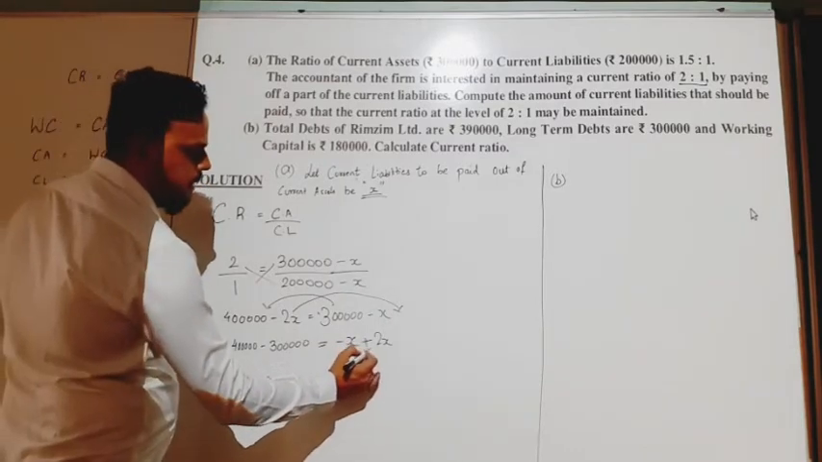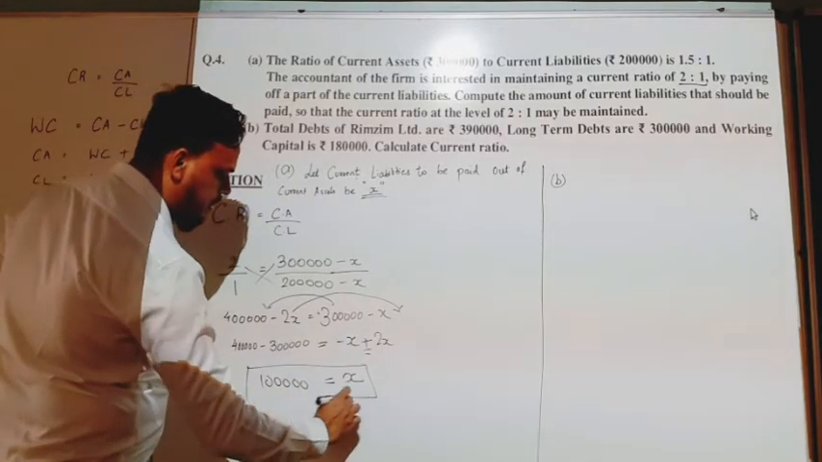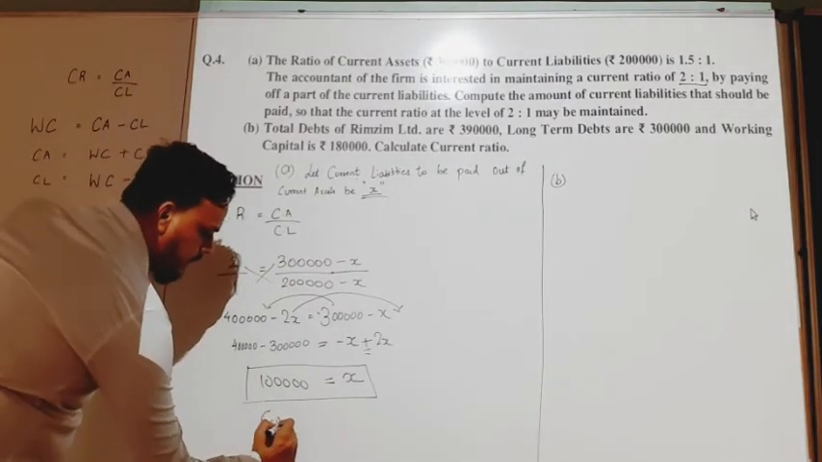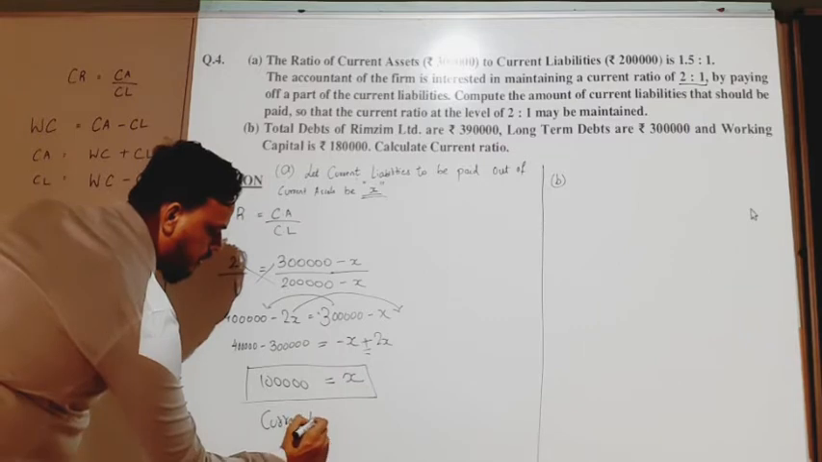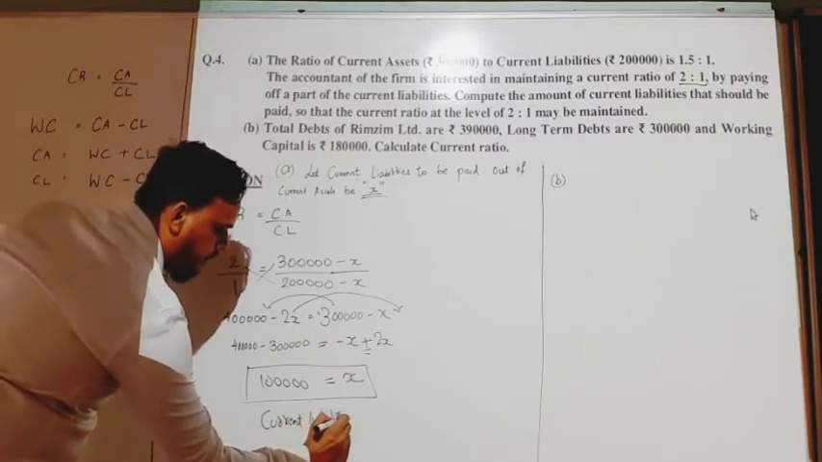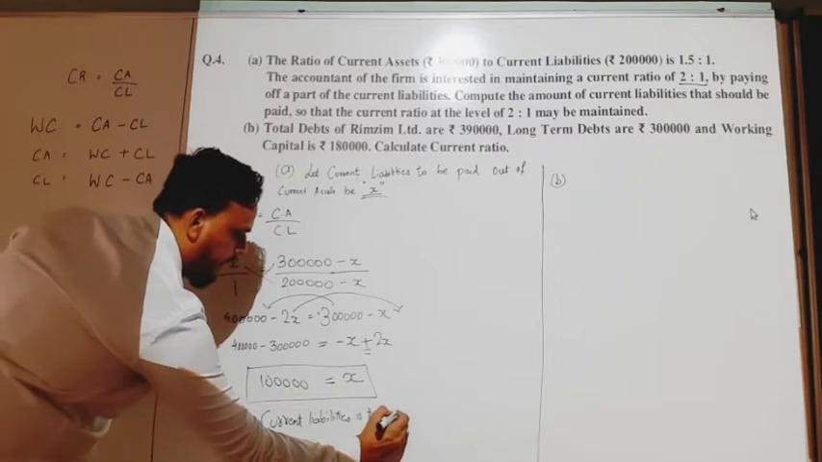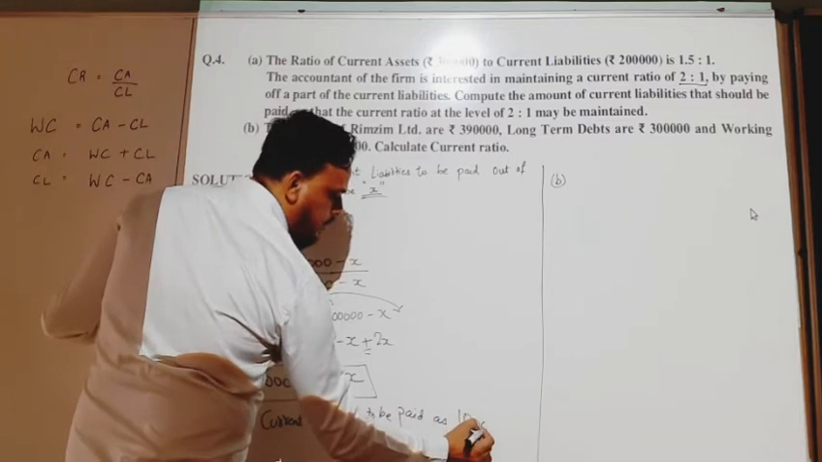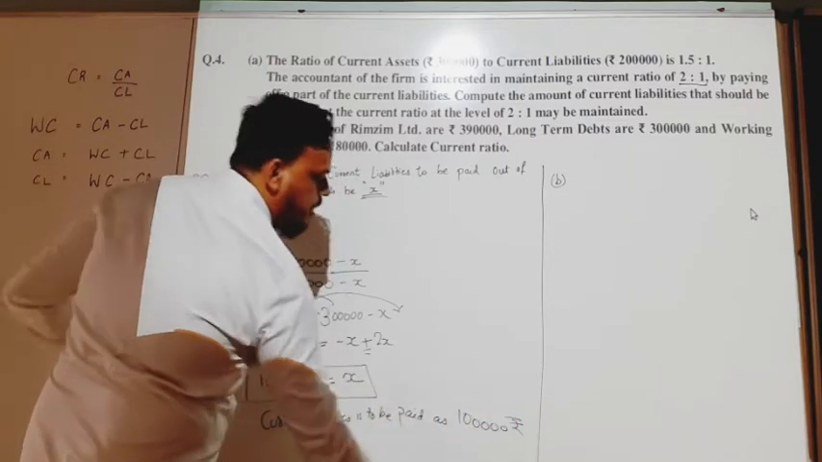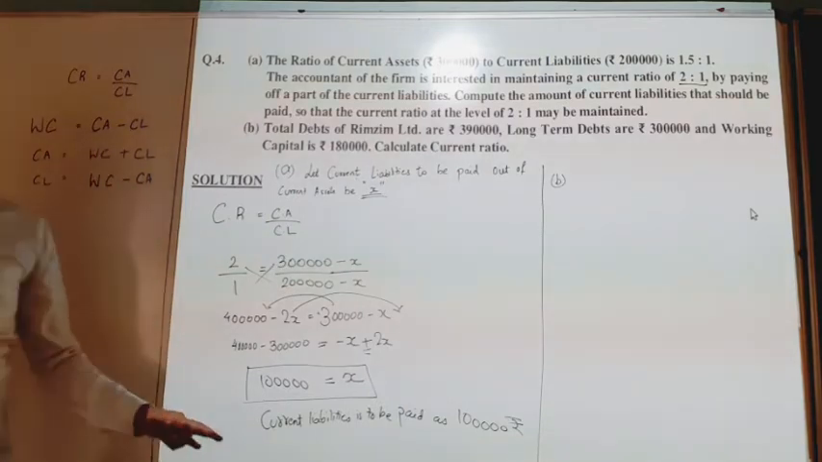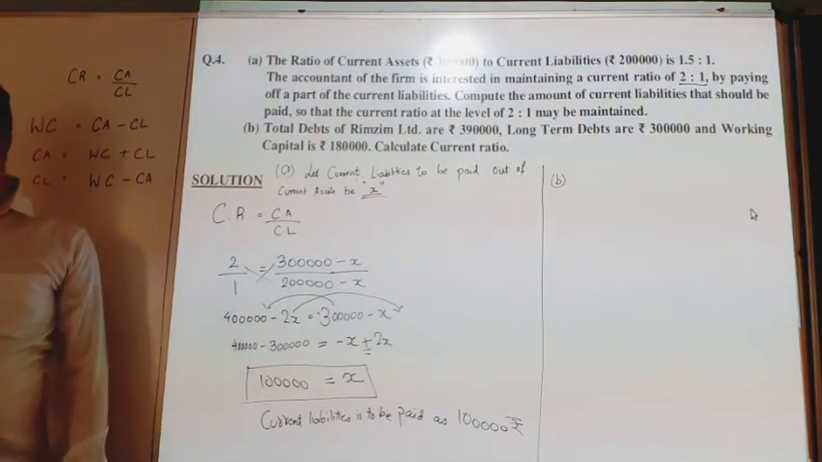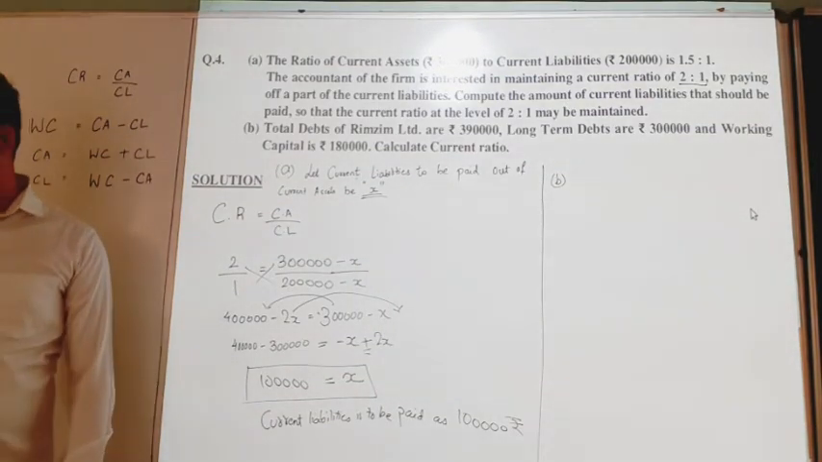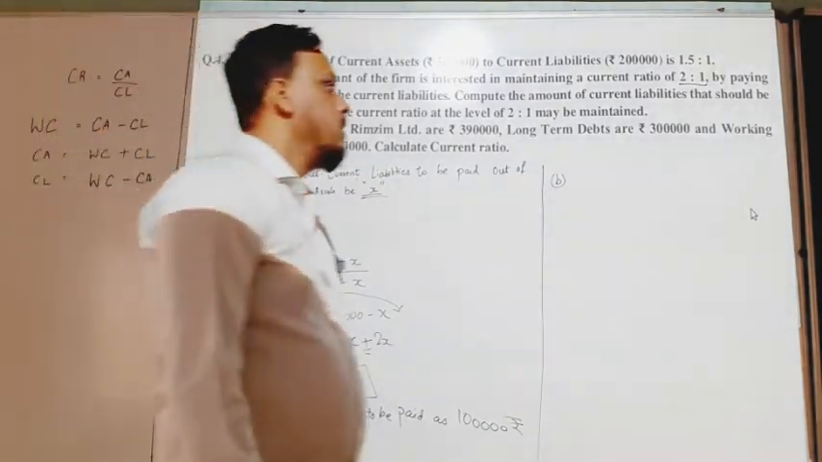Highest value is on the plus side, therefore x will be 1 lakh. That means current liability is to be paid as 1 lakh rupees. This much has to be done in the solution so that we can maintain the ratio of 2:1. Now we are carry forwarding the concept to the second question.